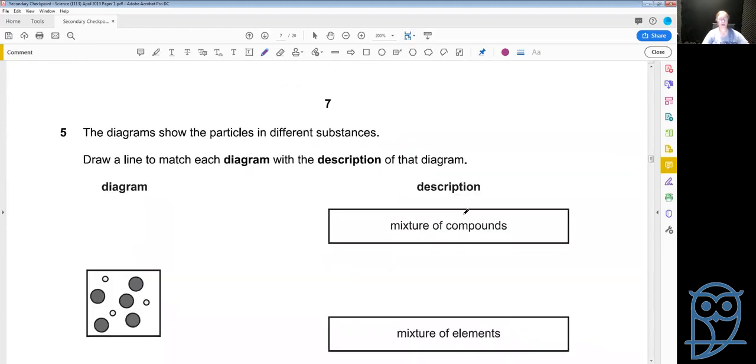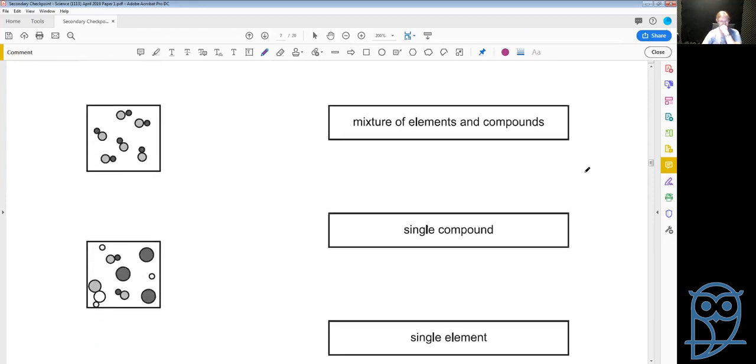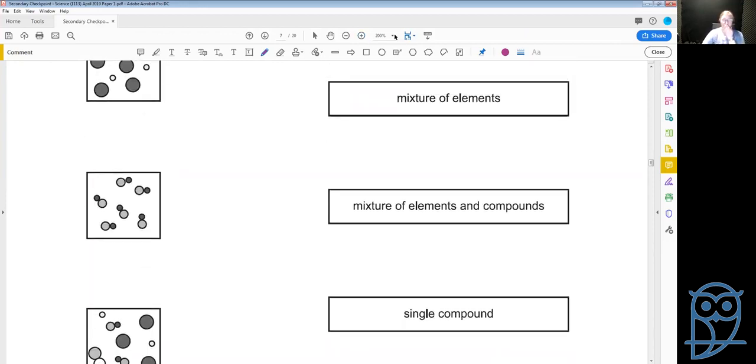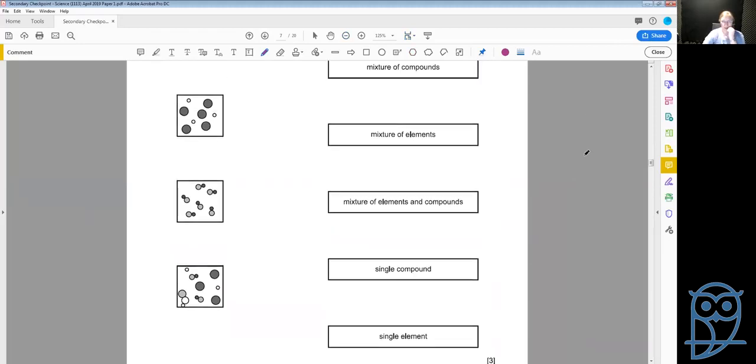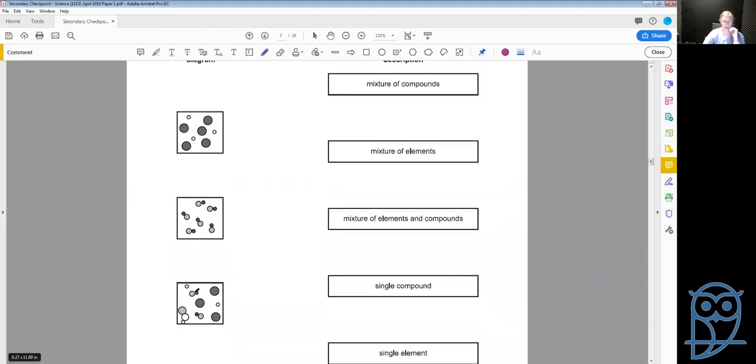The diagrams show the particles in different substances. Draw a line to match each diagram with a description of that diagram. So we've got 3 diagrams over here. I'm going to zoom out a bit so that we can see everything. Okay, here we go. We've got diagrams and we've got descriptions. So we have a mixture of compounds, a mixture of elements, a mixture of elements and compounds, a single compound, and a single element. Okay, so we only have these 3 pictures over here. A compound is 2 atoms that are stuck together. So here we don't have any compounds.